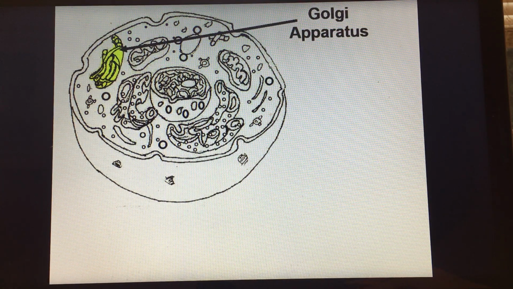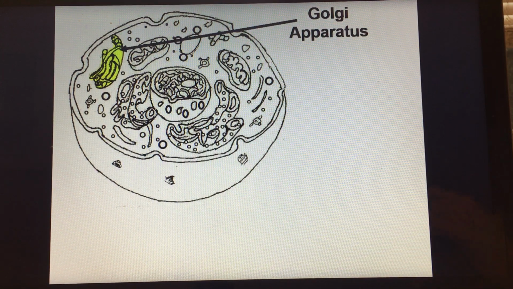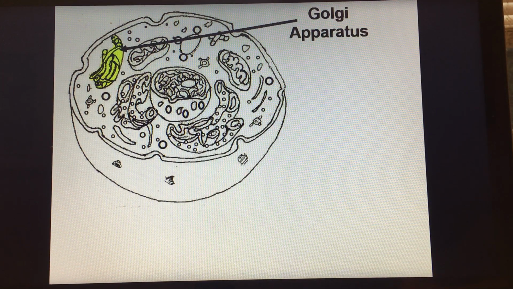This is the Golgi Apparatus. It actually has 3 different names. It's sometimes called the Golgi Apparatus, sometimes it's called the Golgi Complex, and sometimes it's referred to as the Golgi Bodies, named after the scientist that discovered this organelle.